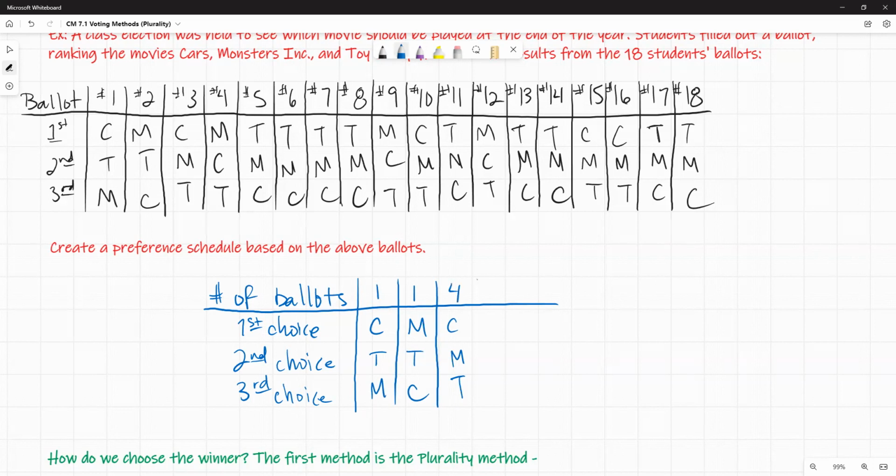Cars as their first choice, Monsters Inc. as their second, and Toy Story as their third. Okay, let's see if we can find any more unique ones. We have Monsters Inc., Cars, then Toy Story. That's a new one.